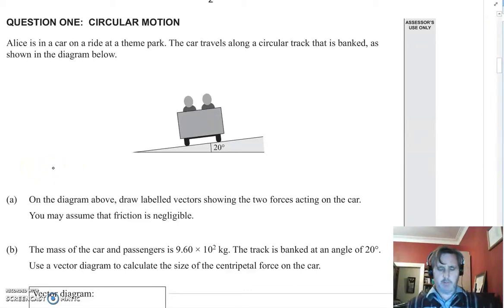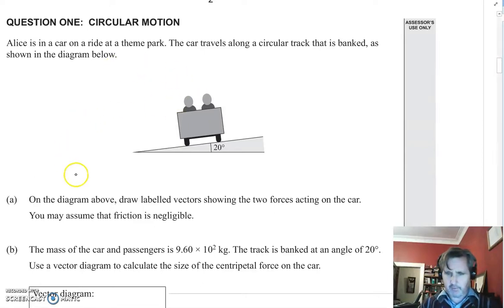What we know about circular motion is that we have forces that will produce a centripetal force. In this case, it's a banked curve. The car here is going around in a circle. It's a roller coaster car. So the two forces acting on it, gravity and the support force, must add together to produce a centripetal force to make it turn.